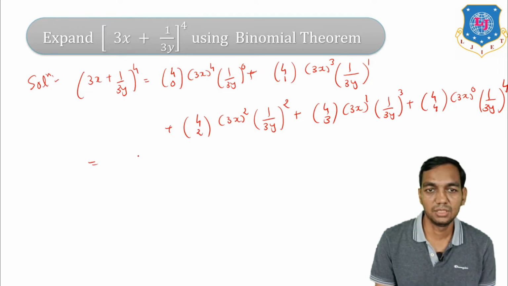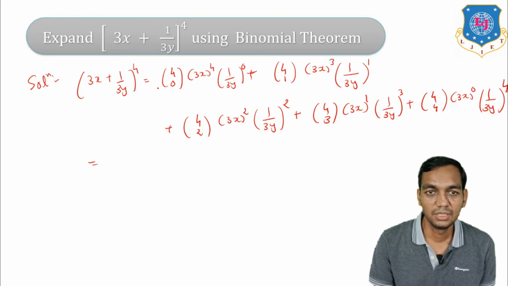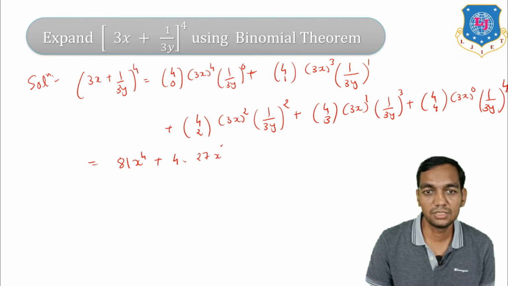Now expand this. If you are going to expand this, then what you will have here, we have 4C0 has a value 1. So 3 raised to 4 into x raised to 4. So 3 raised to 4, that will be 3 times 3 is 9, 3 times 9 is 27, 3 times 27 is 81. So 81 x raised to 4 into this term has a value 1, plus 4C1 has a value 4 into 3 cube is 27 x cube into 1 upon 3y raised to 1, that means you have 1 upon 3, plus 4C2. 4C2 has a value 6.